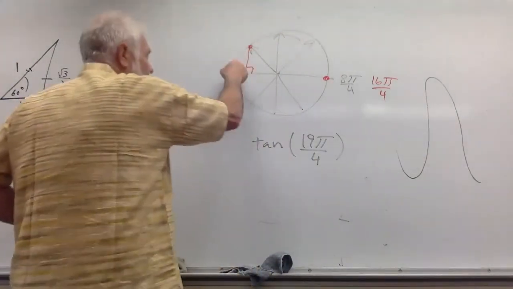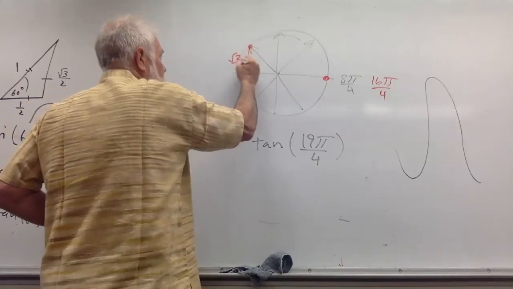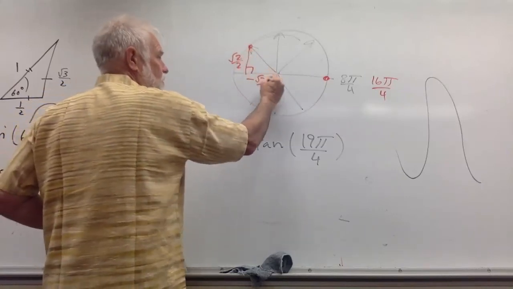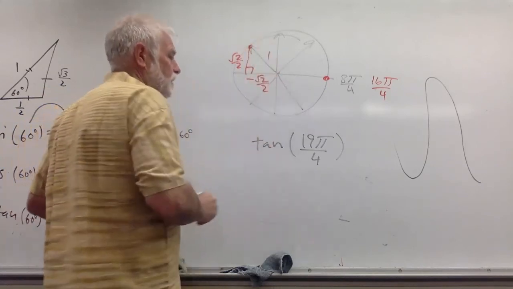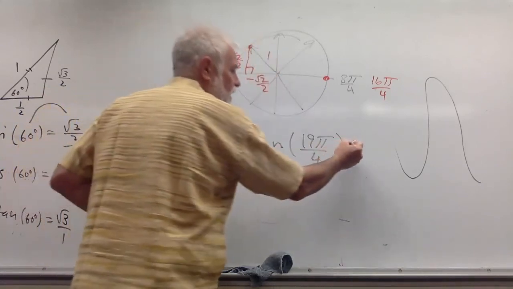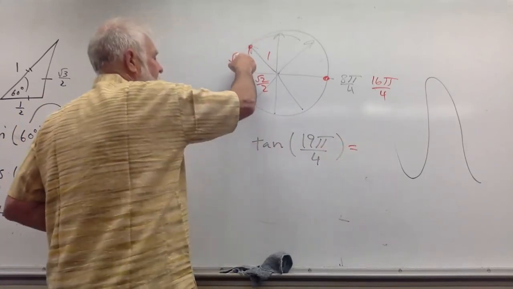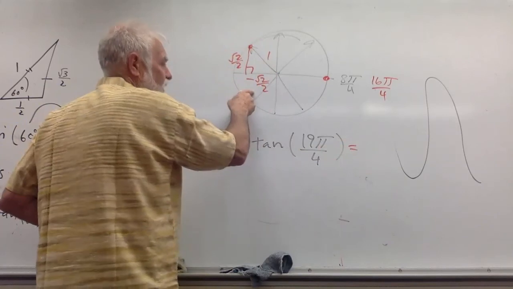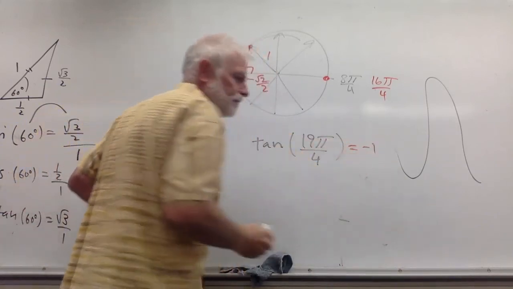We know that this height is √2 over 2. You got to be careful with this one. It's negative √2 over 2. And that's 1. So what is the tangent of 19 pi over 4? It's opposite over adjacent. I like to say height over width. That divided by that, -1.